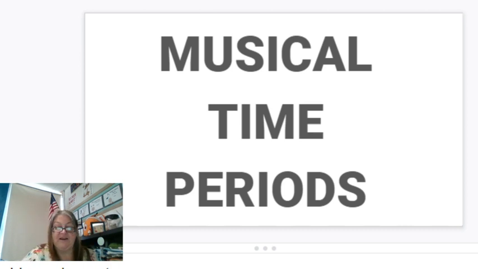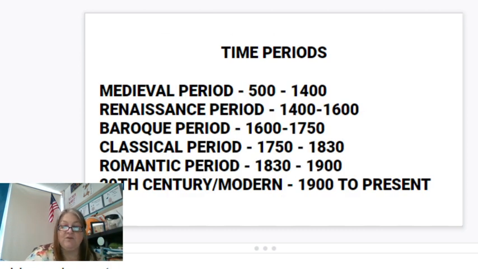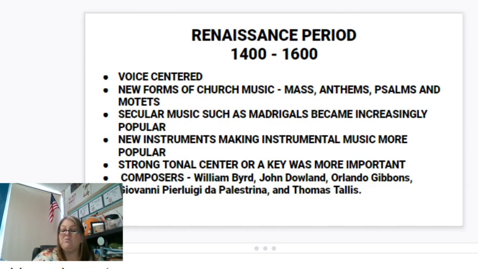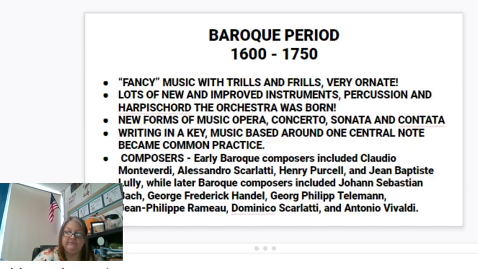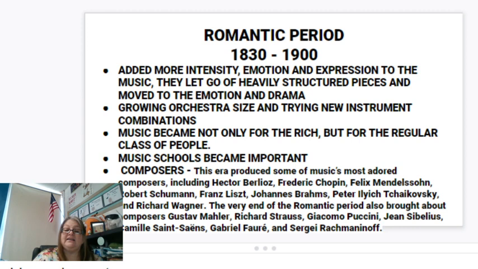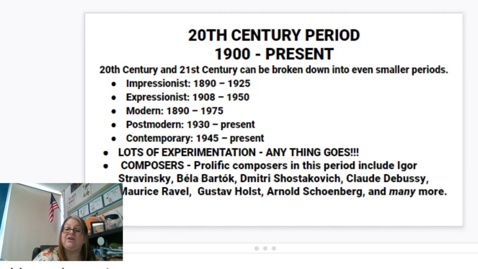Musical time periods. You know what they are: medieval, Renaissance, Baroque, Classical, Romantic, 20th century. And then I have listed each one of those, the medieval, and what characteristics they have. The Renaissance and what characteristics it has. The Baroque and what characteristics it has. The Classical and the Romantic, and last but not least, the 20th century.